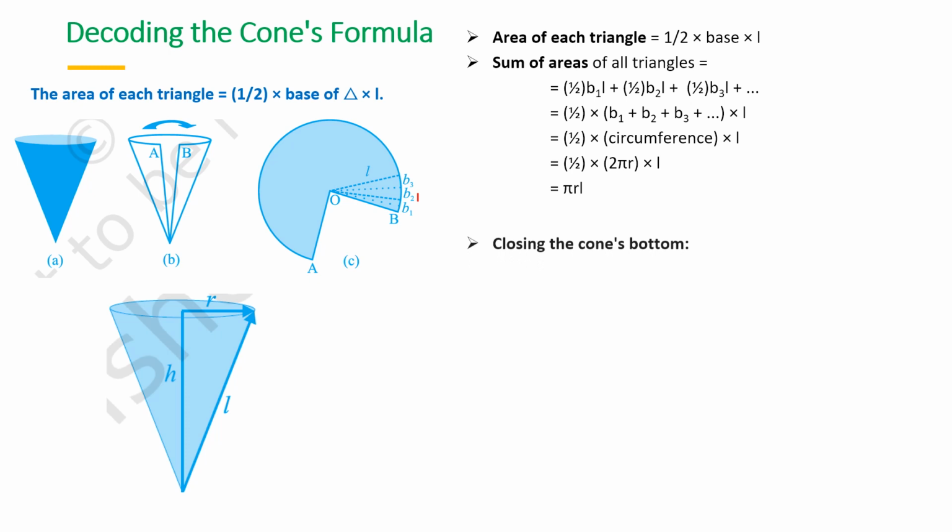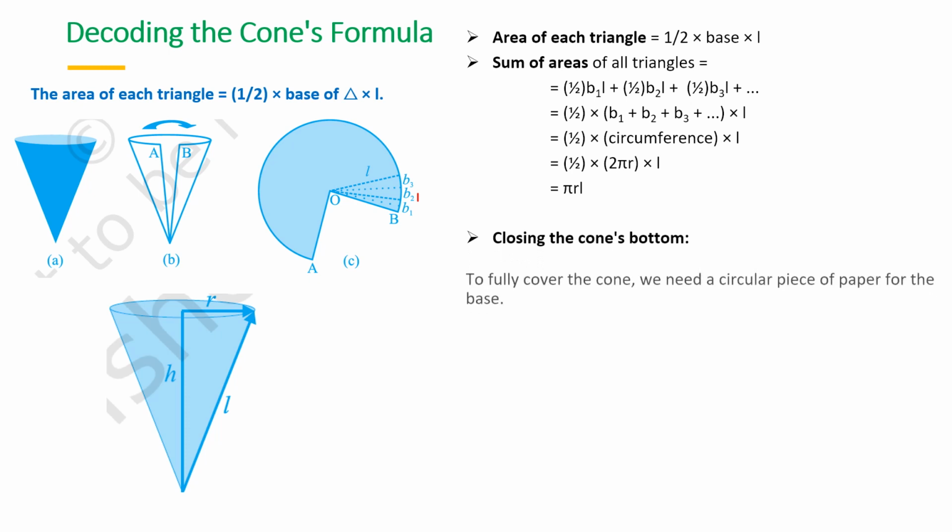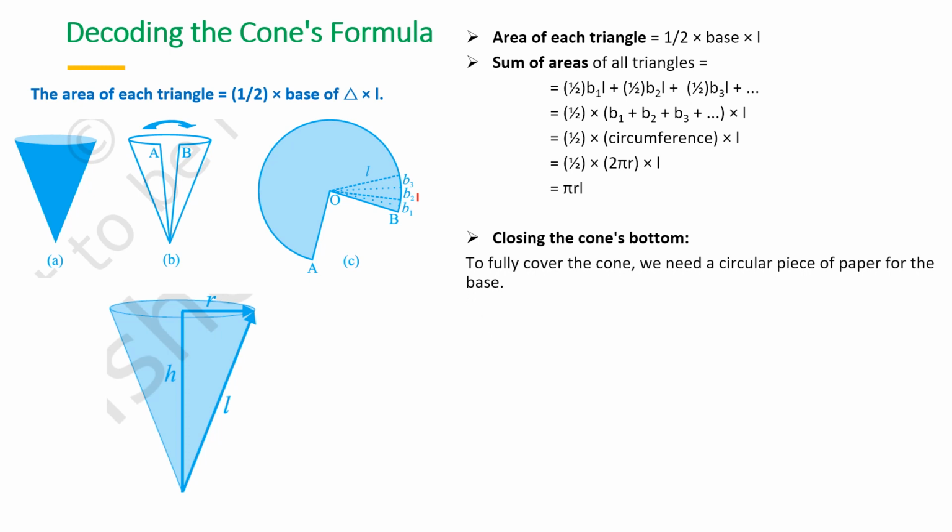Okay, let's continue. Now we found out the curved surface area. Remember, this cone has a base also, and it has to be covered also. To fully cover the base of the cone, we need a circular piece of paper for the base. Correct? This region has to be covered also. So I need a circular piece of paper.